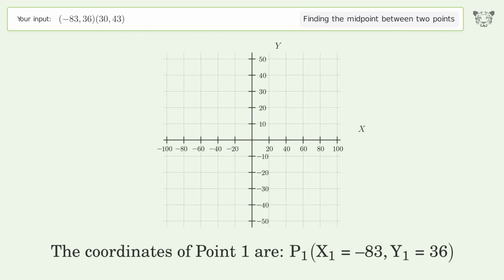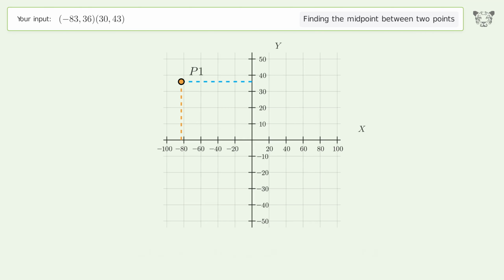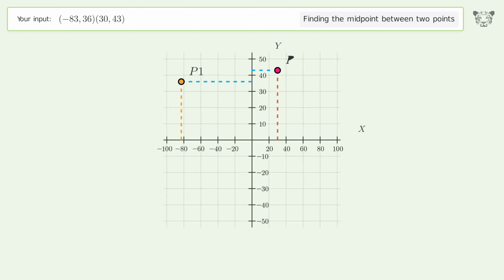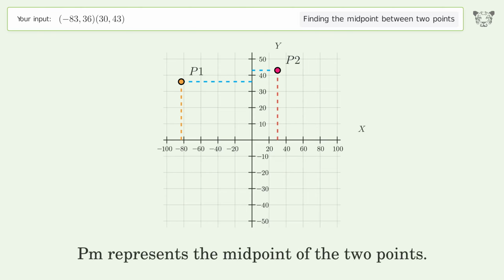The coordinates of point 1 are, x1 equals negative 83, y1 equals 36. The coordinates of point 2 are, x2 equals 30, y2 equals 43. PM represents the midpoint of the 2 points.